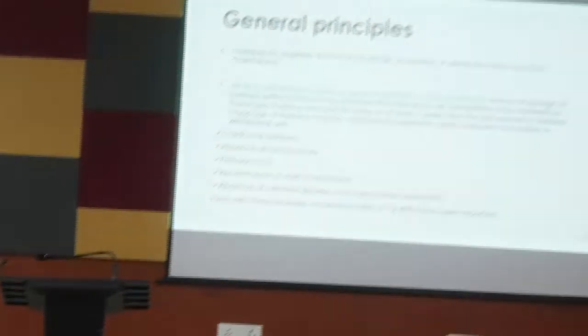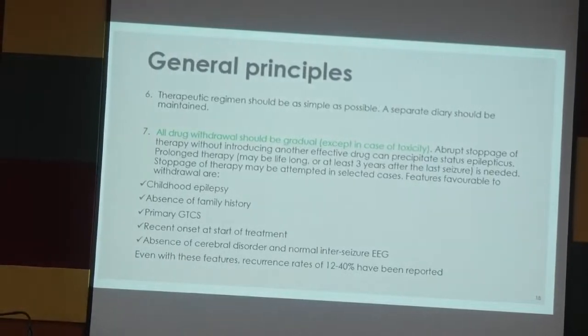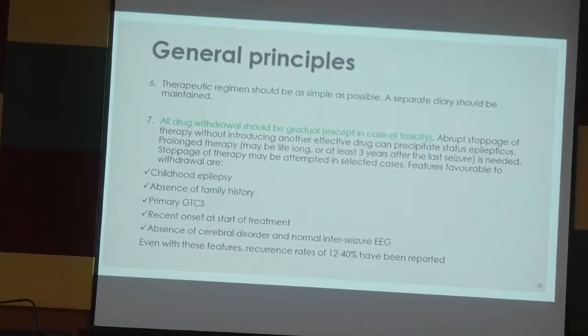Therapeutic regimen should be as simple as possible. All drug withdrawal should be gradual, because if there is any abrupt drug withdrawal, the patient may go into status epilepticus. And what is the duration of therapy? Therapy may be lifelong or at least 3 years after the first seizure. In a patient with favorable factors, withdrawal can be tried after 3 years.